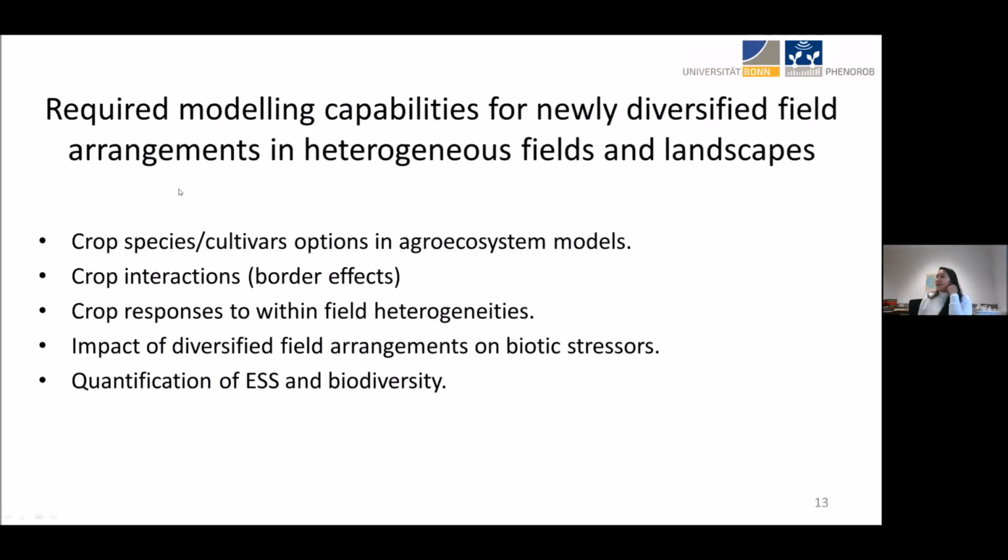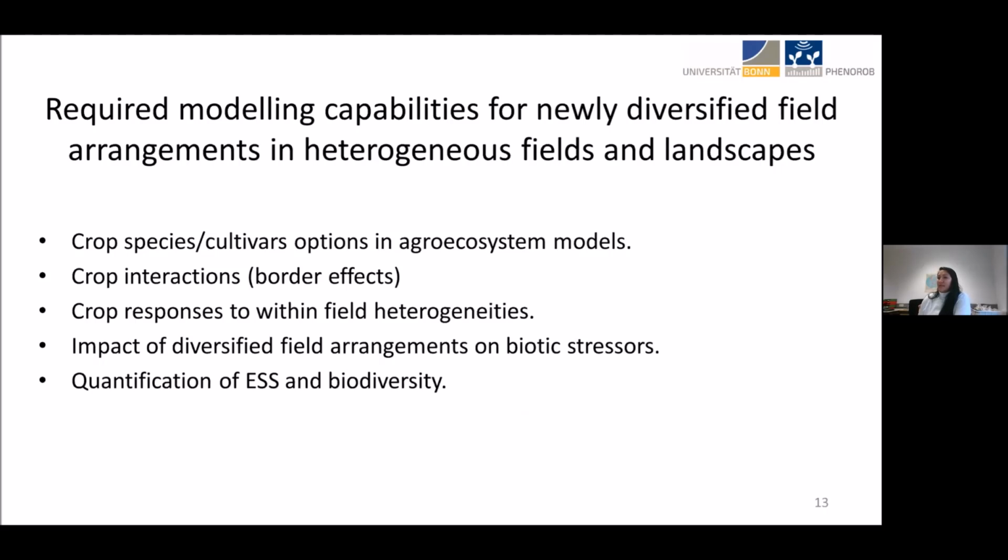Some of the required modeling capabilities for newly diversified arrangements in heterogeneous fields and landscapes that we identified include the inclusion of crop species and cultivars, for example, to improve the part of the local diversification. Also, crop interactions are important. So we need a good representation of the crop interaction when you have crop mixtures.